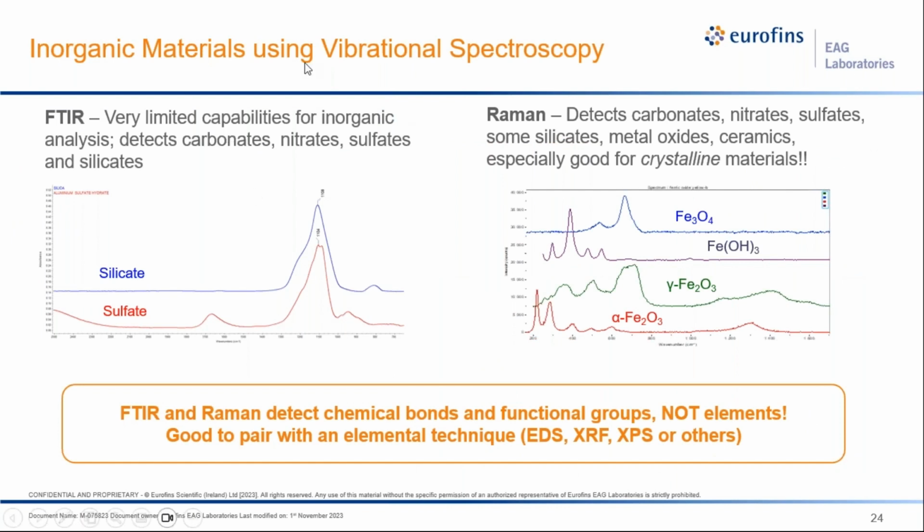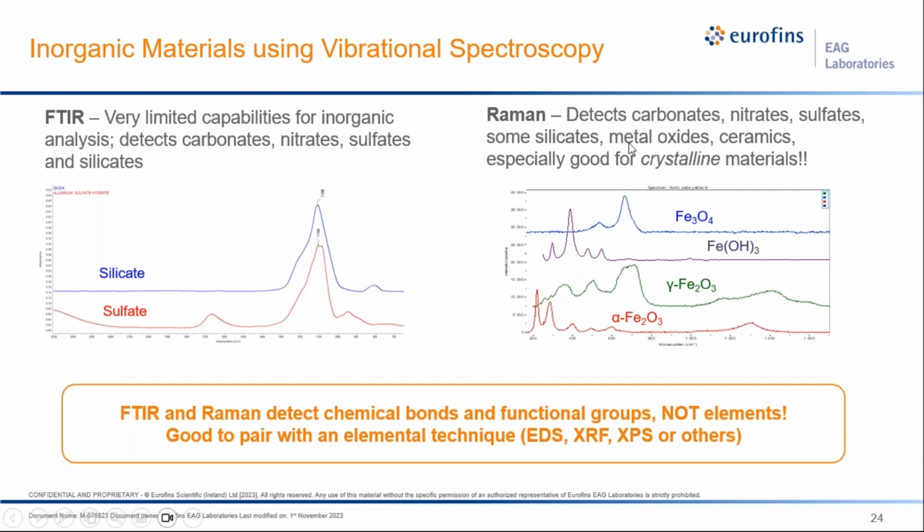A quick word about inorganics. So you can see some inorganics with vibrational spectroscopy, but the information is limited. For instance, we could see a silicate and a sulfate here by FTIR, and you can see the peak is pretty much appearing at the same wavelength, so you really can't tell which one you have. You would need to couple it with an elemental technique like EDS, XRF, or XPS to be able to ascertain whether it is a silicate or a sulfate.